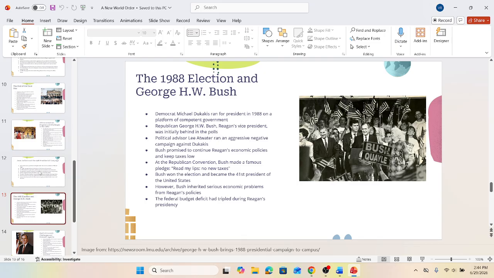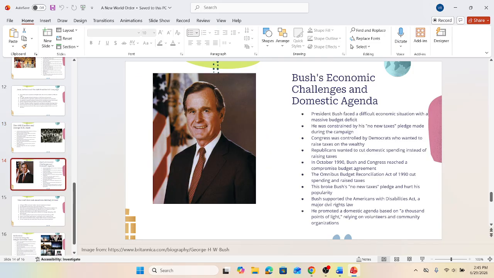George Bush runs on a promise to continue Reagan's economic policies and keep taxes low. He's of the same political party, and at the Republican convention, he made a famous pledge that said, "Read my lips, no new taxes." This was very popular among people. He won the election and became the 41st president of the United States, but he inherited a lot of economic problems from Reagan's policies. During Reagan's 8 years as president, the federal budget debt tripled, so he inherited that as well.